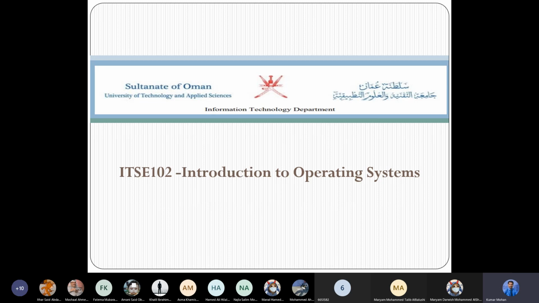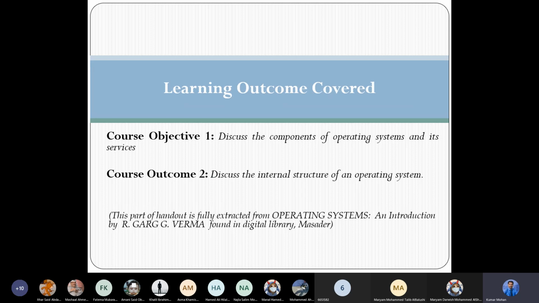Okay, fine. What is this chapter 2? In chapter 2, we are going to discuss the components of operating system and its services. What are the components of operating system and what are the services we have? The outcome here is that we are going to discuss the internal structure of an operating system. The components and the services are related with the internal structure. You know what the operating system is and what it does, but how does it take the command, how does it execute? That is what we are going to discuss in the internal structure of the operating system.